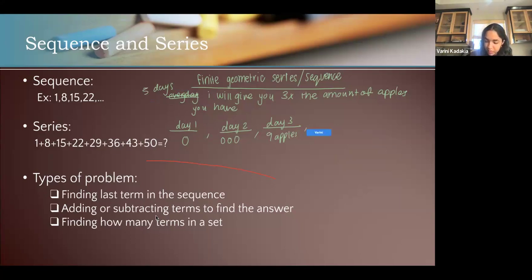It had day 4, where we computed it'd be 27, and then day 5, which would be 27 times 3, which is 81, right? This is our finite geometric series. Because I stopped giving you apples, your series can no longer continue. So a finite geometric series does not go on for infinity. It stops at a certain point. Does that make sense?